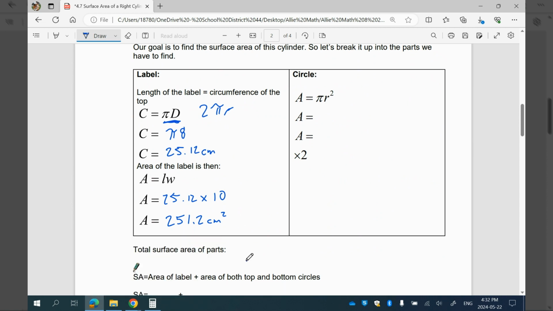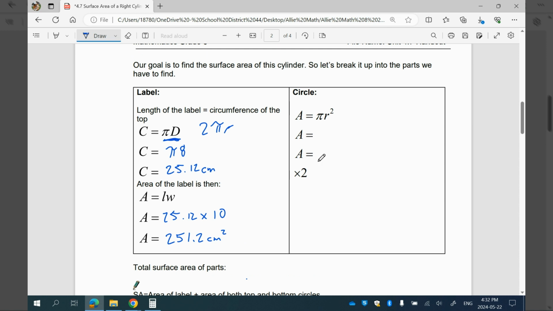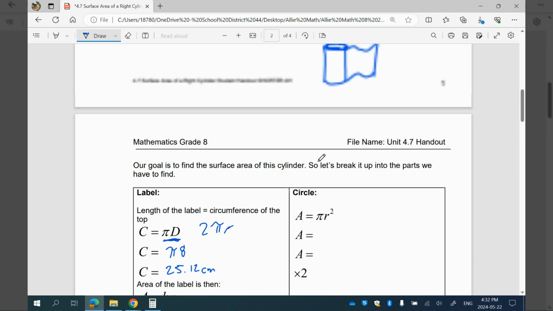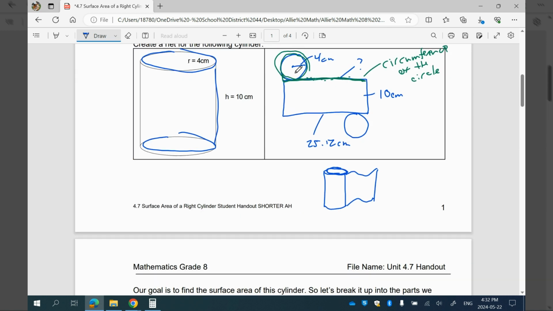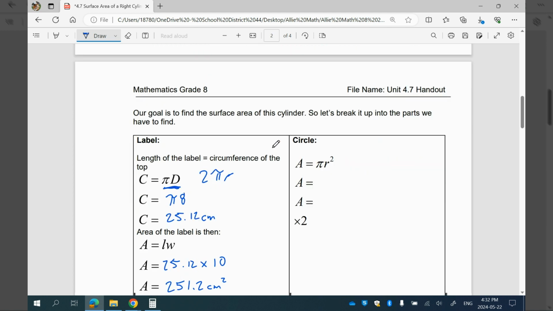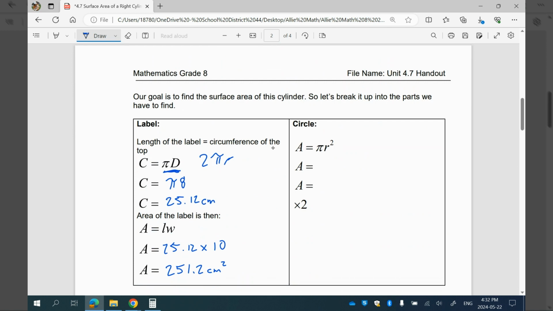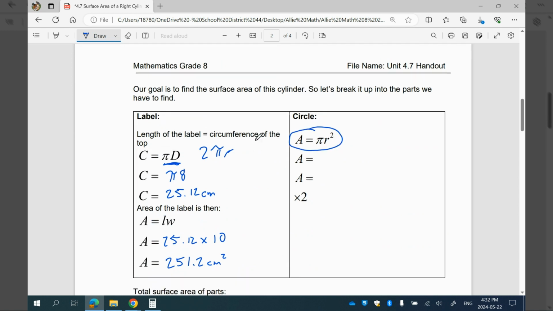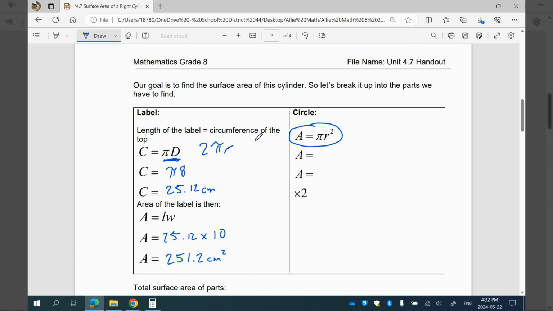Okay, and now let's look at the area of our circle. We've got two circles, and we have to find the area of each of them. They're congruent, so they're the same. Let's use our formula to find the area of one of the circles and times it by 2. The area of a circle equals pi r squared. Oh, we had that up top, my bad. So we've already gone over this. Let's do it. Pi times r, our radius here is 4, squared.